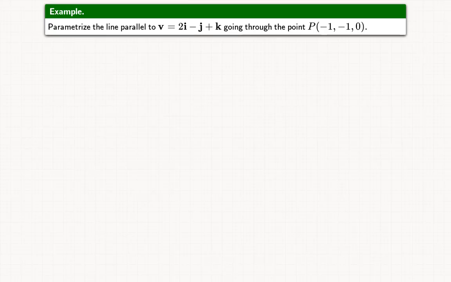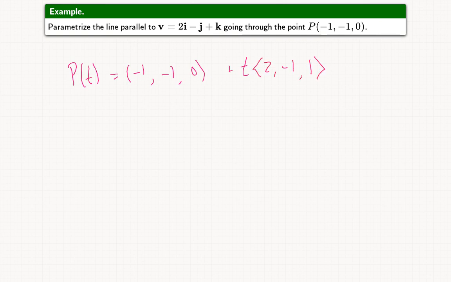So here's an example. Let's say we're asked to parameterize the line parallel to the vector 2i minus j plus k, and going through the point -1, -1, 0. So we could write this in the vector form as -1, -1, 0 plus t times the vector 2, -1, 1, with t between negative infinity and positive infinity, or just t in R would be another way to write this.